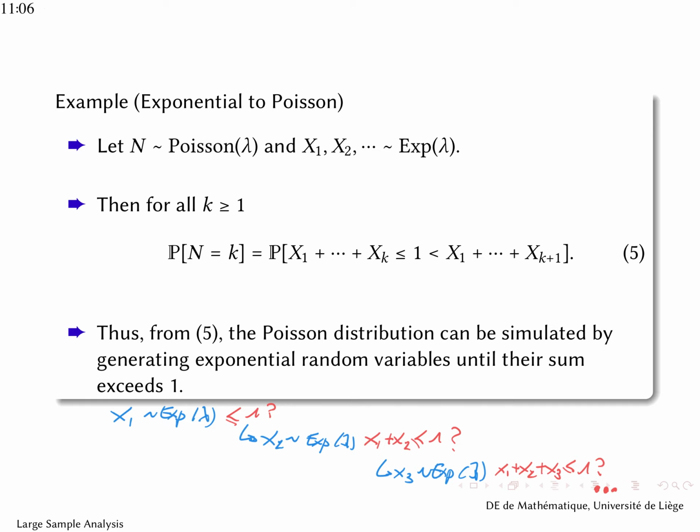Let's say that after adding x5, the sum becomes larger than 1. So x1 plus x2 plus x3 plus x4 plus x5 is larger than 1. So we know that we surpassed it. According to formula 5, k plus 1 is then equal to 5, and k will be equal to 4. So we say in this case that the simulated outcome for n is equal to 4.